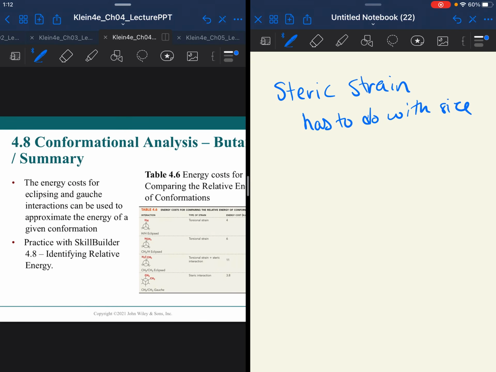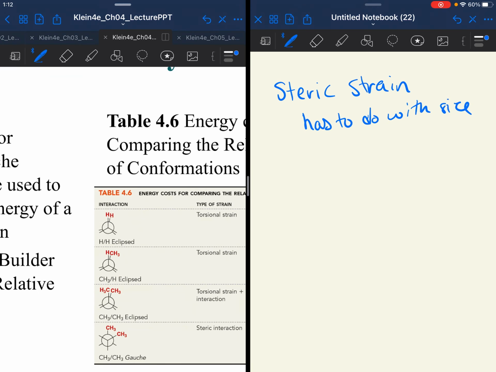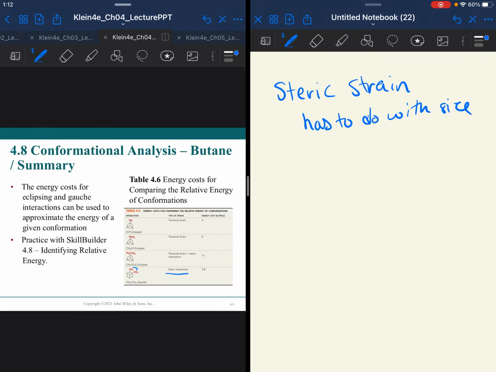So when we compare the conformers that you see in this little table, when the hydrogens are overlapping, that's just torsional strain. When the hydrogen and the methyl group are overlapping, it's still torsional strain. When you get the two methyl groups overlapping, it's torsional and steric. But when you get the gauche conformation, it's just steric because it's staggered. You have the biggest dihedral angle you can without going to anti. And so it's really just the steric interaction that causes it to be a little higher in energy.